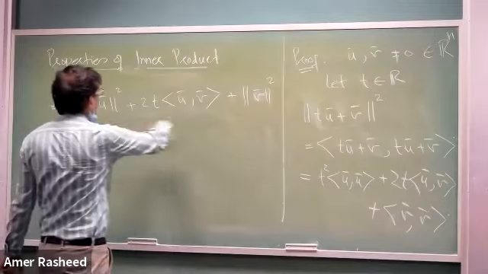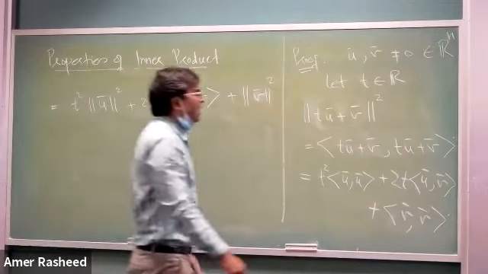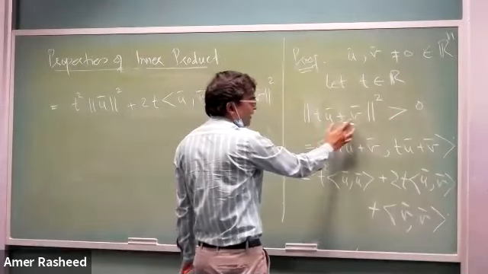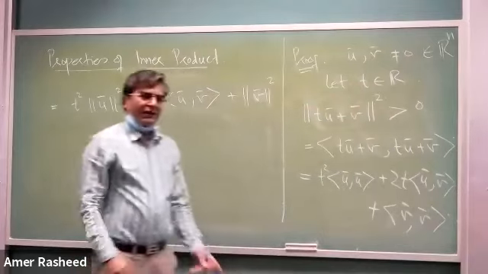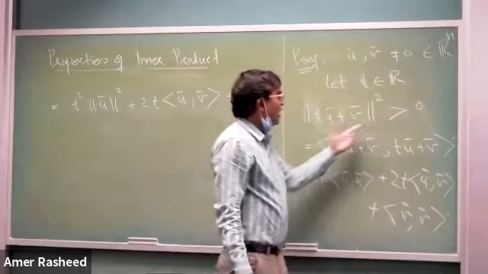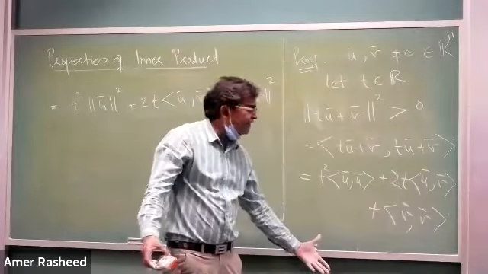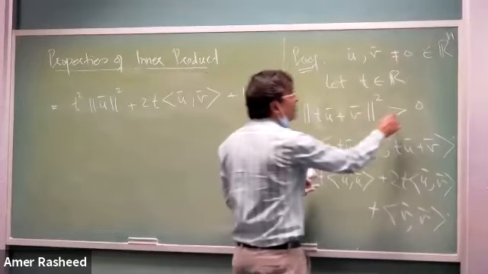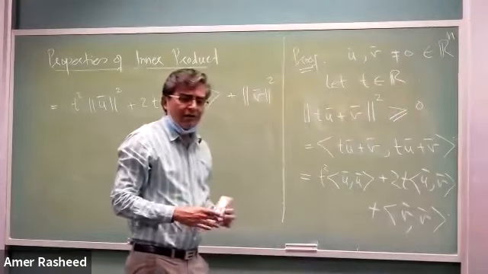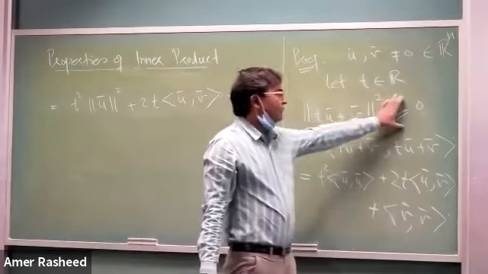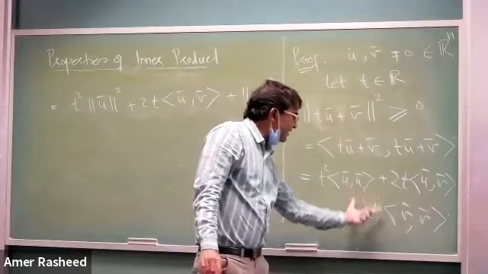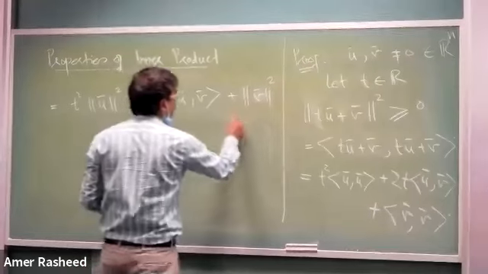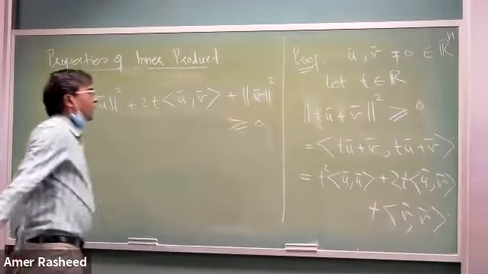Now, this whole thing is always positive. Why is it so? Because we started with the norm of tu plus v, and this is always greater than or equal to 0. So now we are simplifying it. There's no change here. Because the norm is always greater than or equal to 0, you can put equal to 0 as well. So we put that this thing is greater than or equal to 0. Okay.